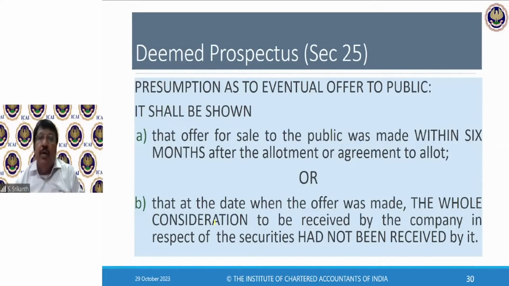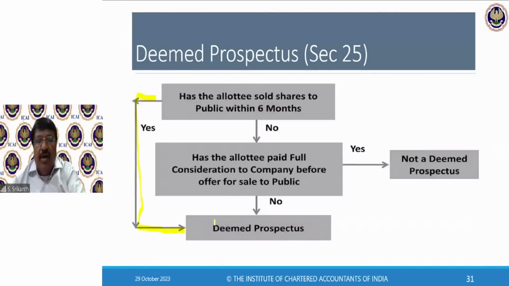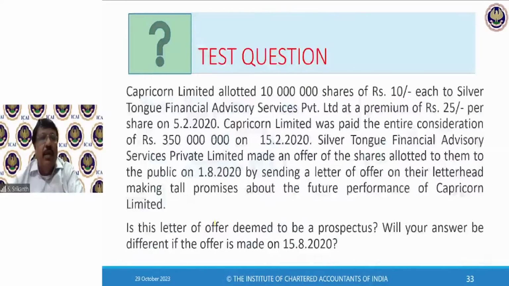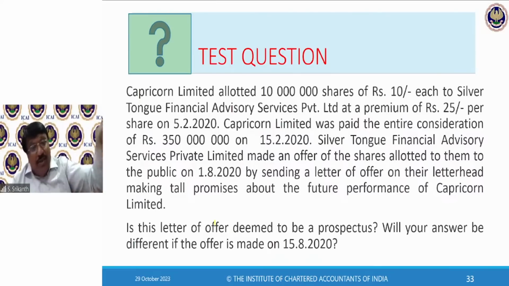One more point. Suppose this allottee has made a deemed prospectus, based on which allotment has been made and transfer has been made to some people. Whether they will get title? Yes, they will get title. They have not done anything wrong.